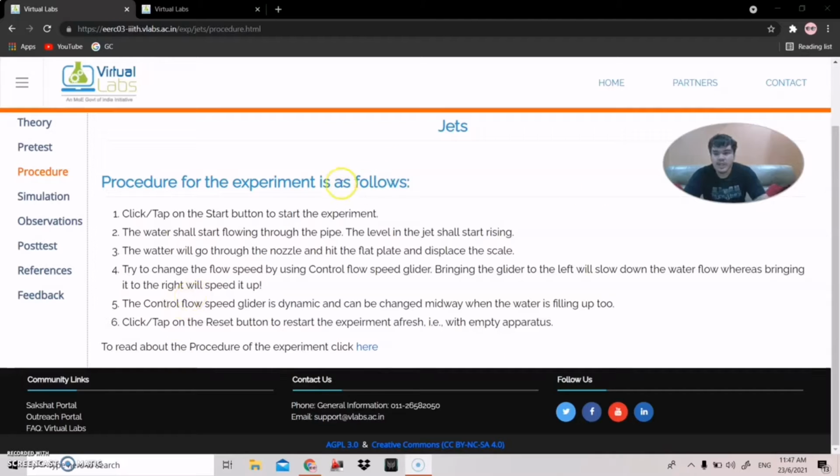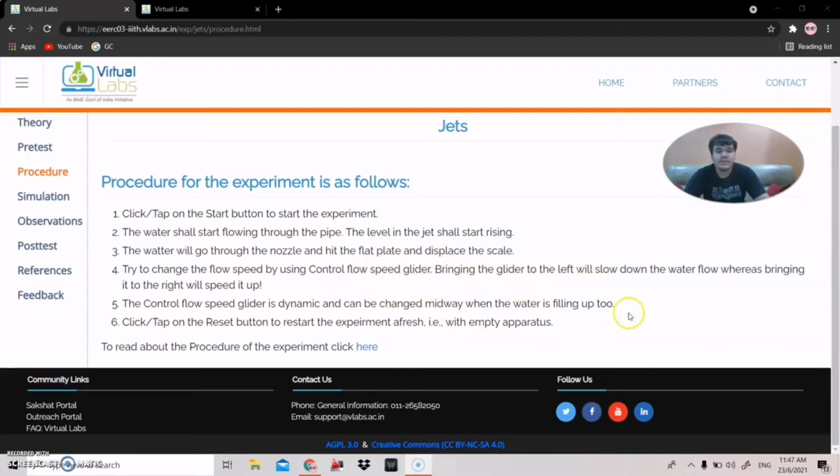Okay, let's start. The procedure for the experiment is as follows. Number 1, click or tap on the start button to start the experiment. Number 2, the water shall start flowing through the pipe. The level in the jet shall start rising. Number 3, the water will go through the nozzle and hit the flat plate and displace the scale. Number 4, try to change the flow speed by using the control flow speed glider.